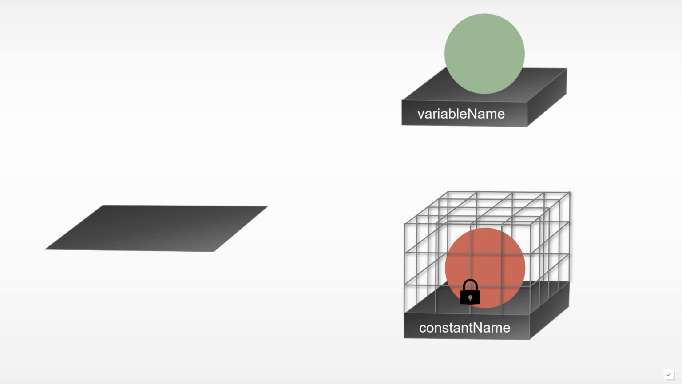You can think of this as placing a cage around that ball. So we have defined a value which refers to that particular location, but we are not allowed to make changes to it anymore. In fact, if we try to assign a new value to const name, we would get an error. We are not allowed to do that. So if we want to define variables, we would use the let and the var keyword. But if we want to define a constant, we would use the const keyword.